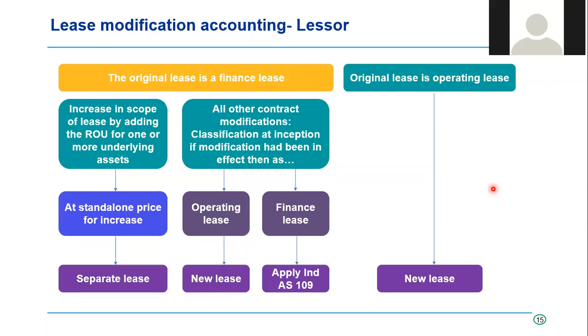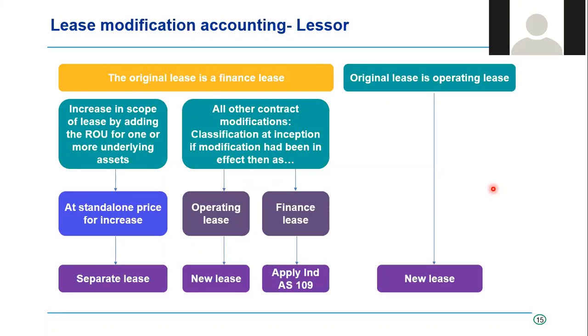The lessor has to first assess whether the lease that is subject to the modification is a finance lease in the books of the lessor or is an operating lease in the books of the lessor. If the lease is an operating lease, then after the modification, the lease is considered to be a new lease.